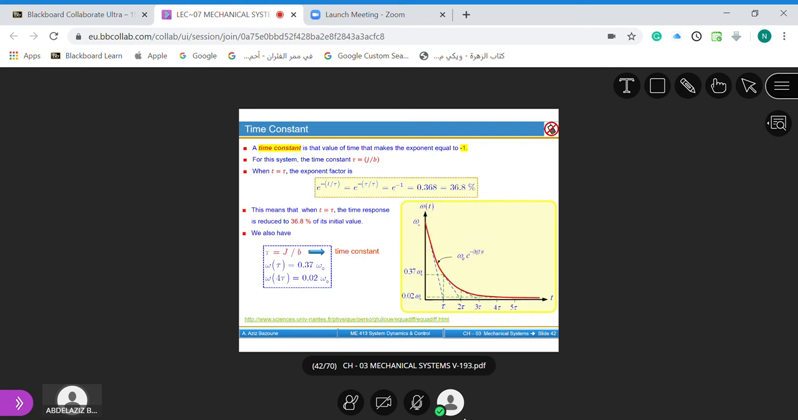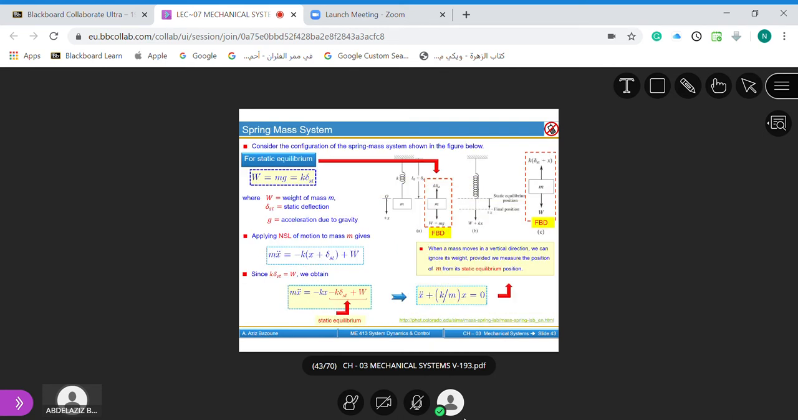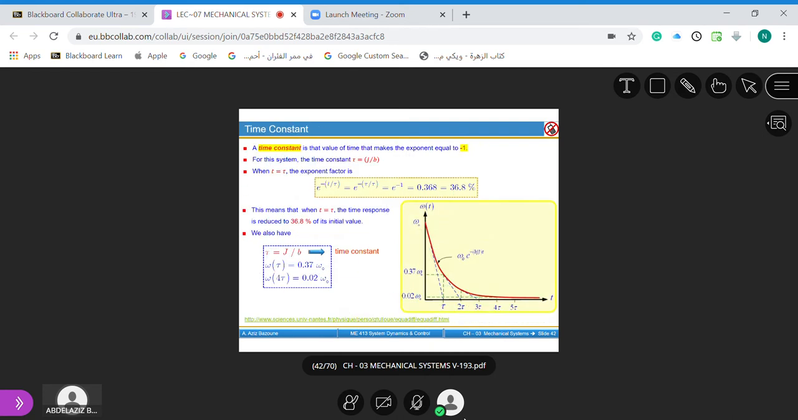So this is for the first order system. We finished with it. Let me just show you. I have a small demo if I can get it. I will try to get it from my notes. It's better. I'll show you how the system is decaying.